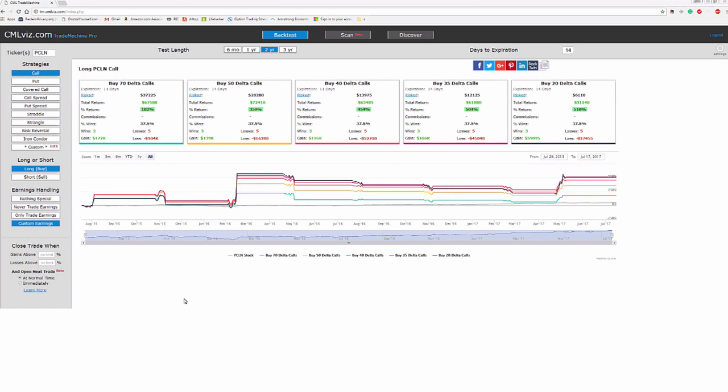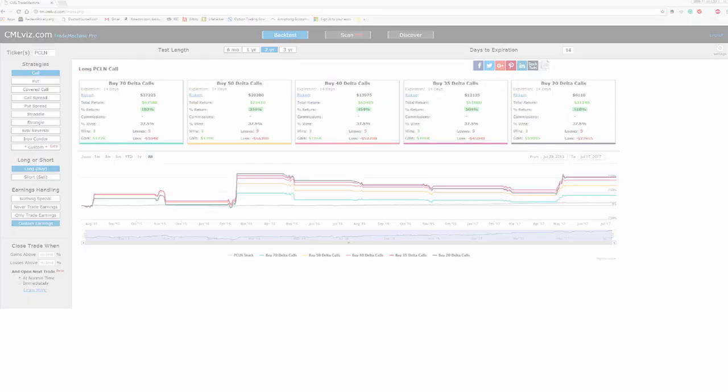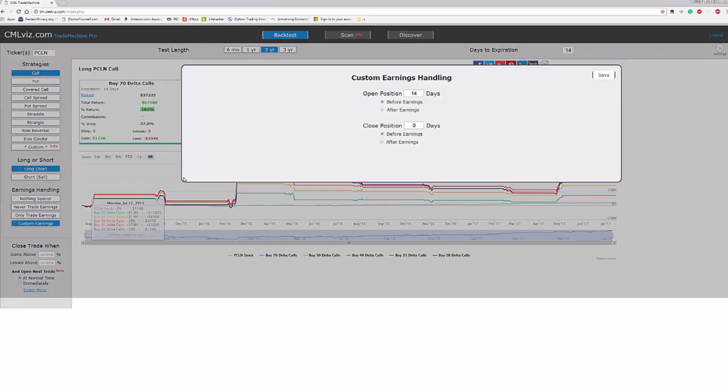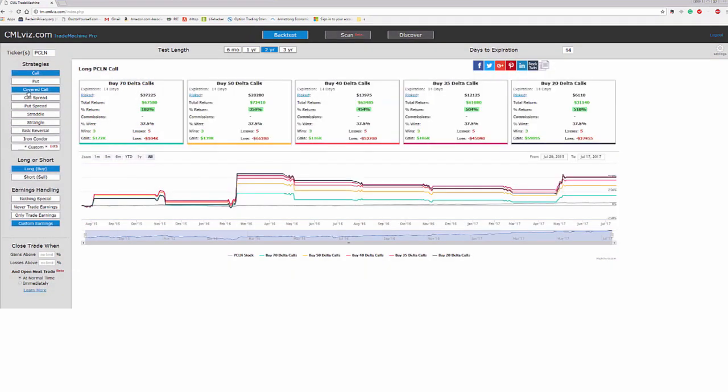So one thing I played around with too, and I really like this because of the earnings. With some of the earnings stuff that pops up, what has really stood out is where you can take something like Priceline, and this custom earnings is just pretty amazing. Let's say we did something 14 days before earnings and closed it out the day of earnings, and we're just going to do long calls.